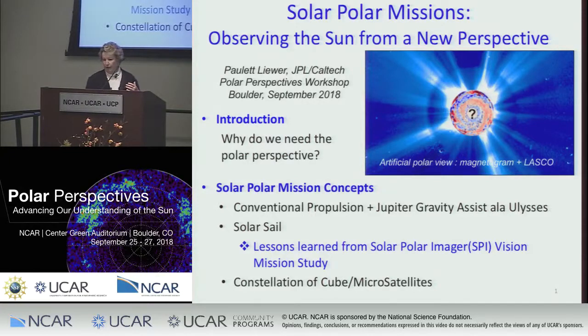So I'm going to talk very little about why we need the polar perspective, because that's obviously been covered very well in the last day and a half. Then I'll talk about three different types of approaches towards getting spacecraft to the polar regions. The conventional propulsion with Jupiter gravity assist, such as what was used for the Ulysses mission. Then I'll talk about solar sail and spend a lot of time on the Solar Polar Imager Vision Mission study, which I led in 2004. And then finish up by talking about how you might do this with a constellation of CubeSats or microsats.